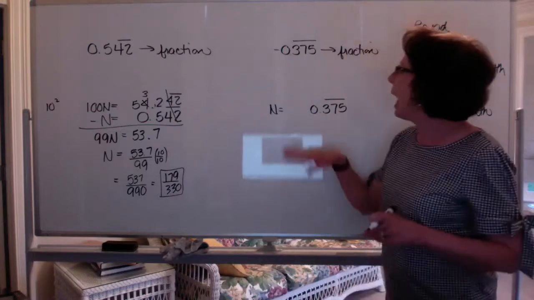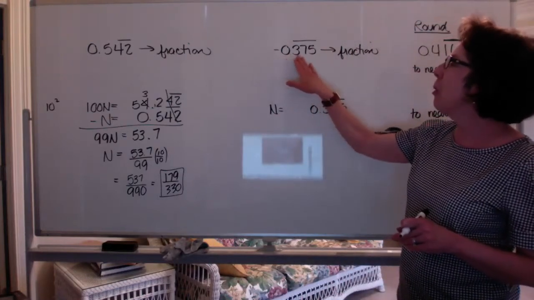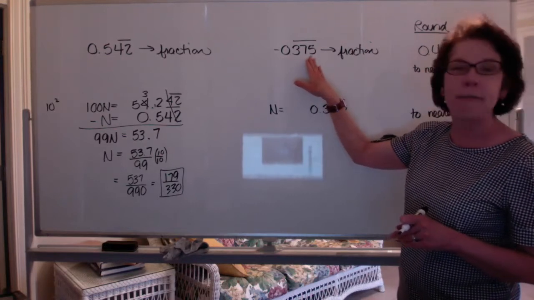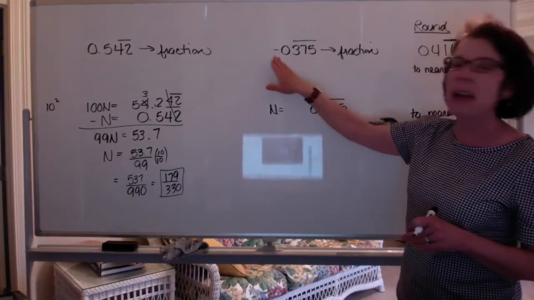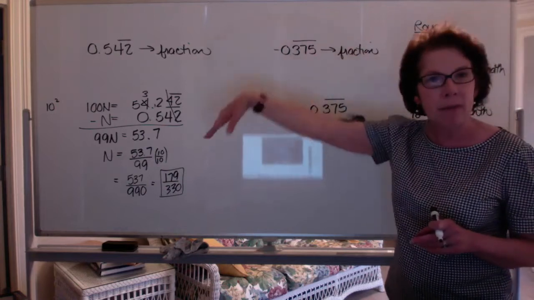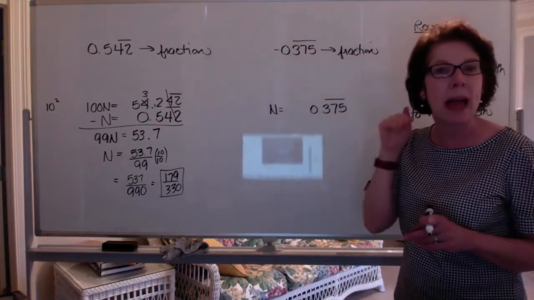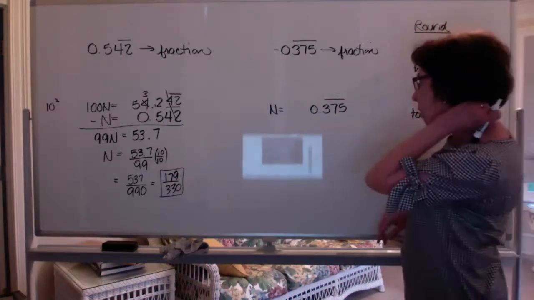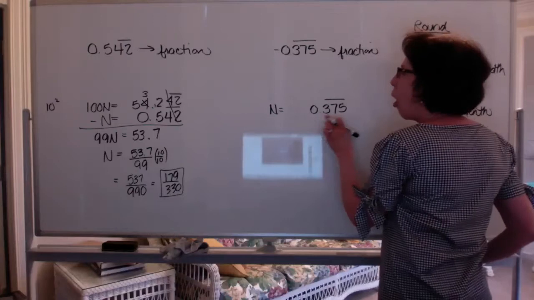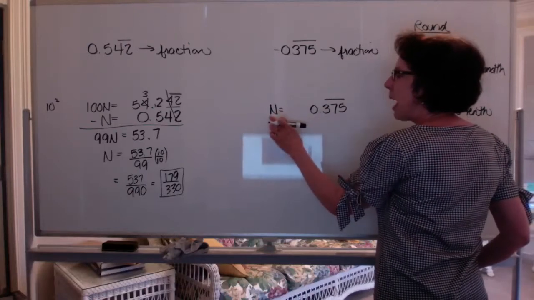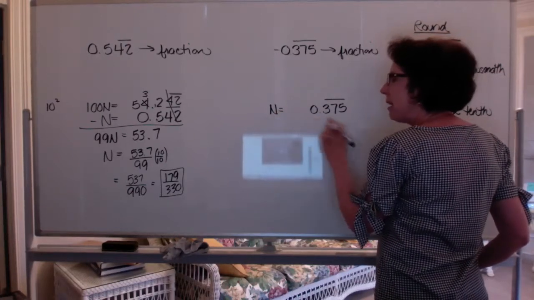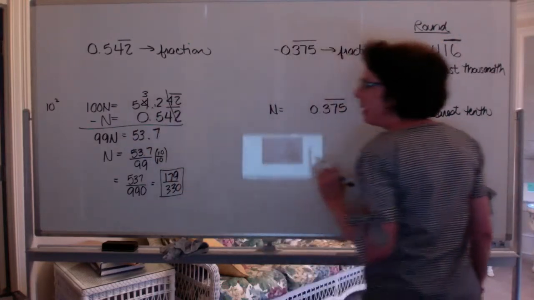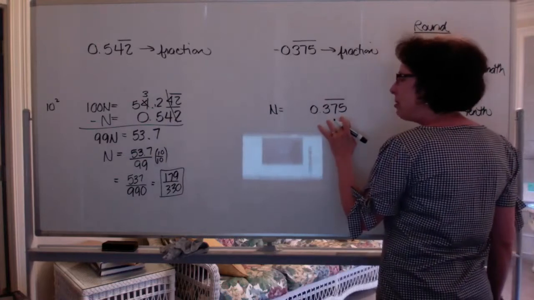Over here, I have negative 0.375. All three digits are repeating. I want to create a fraction value for that. Now, I've got a negative here. Let's just get rid of it for a little while. We'll stick it back in at the end. It'll be a negative fraction. We know that. Okay. Now, the 375, all three digits repeat. So I'm first going to write my number is equal to this. I'm leaving a little space here, just like I did here, because I'm going to be shifting everything to the right. Now, how many digits repeat?